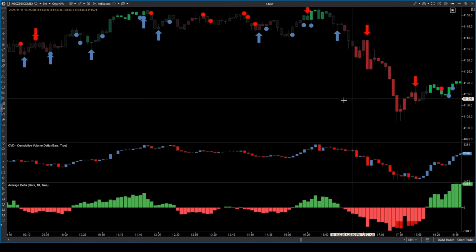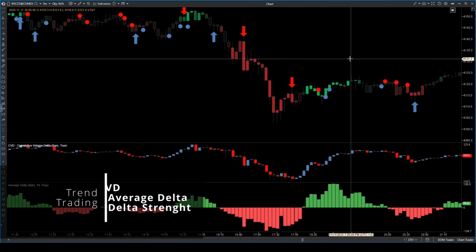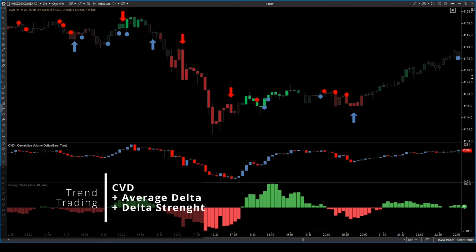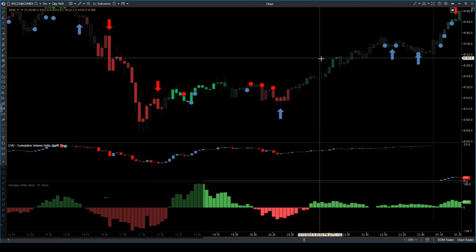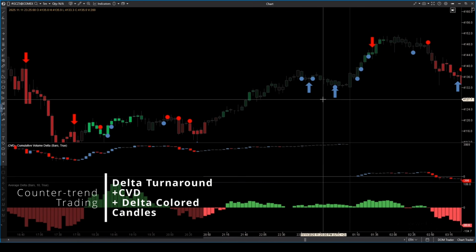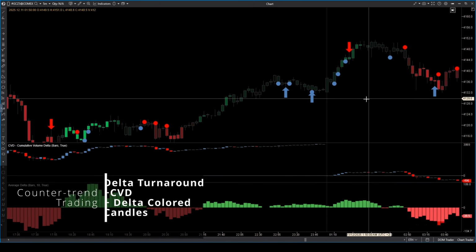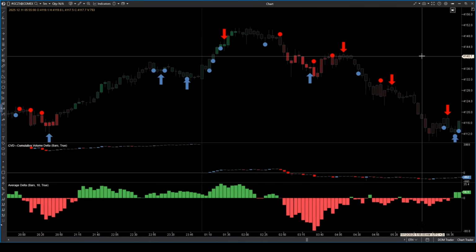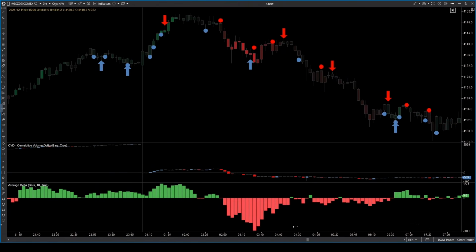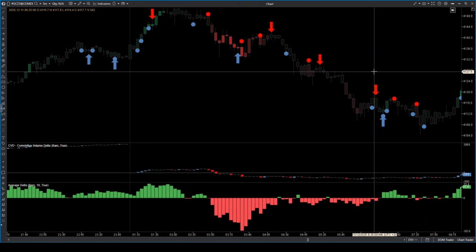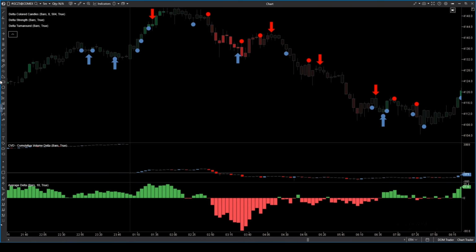The best combinations are as follows. For trend trading, CVD together with average delta and delta strength. For counter-trend trading, use delta turnaround in combination with CVD and delta-colored candles. For a comprehensive and in-depth analysis, it is recommended to use all 5 indicators together for the most complete picture.